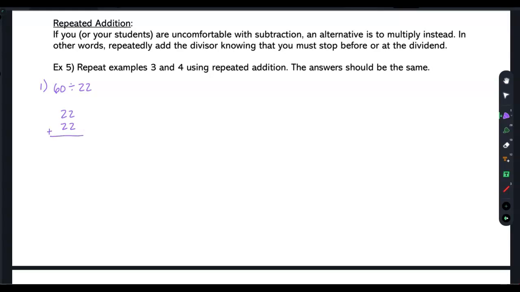60, right? So 22 plus 22, that would be 44, right? And so then I would say, well, can I add another 22 to that? So can I add 22 to that, or would that take me beyond 60? And you might need to count to do that. Maybe we do 45, 46, 47, on my fingers to figure that out.